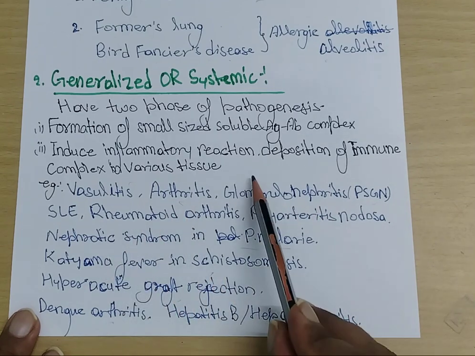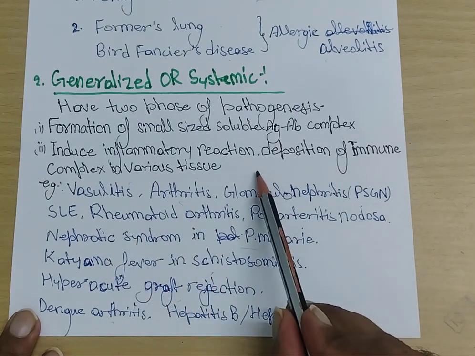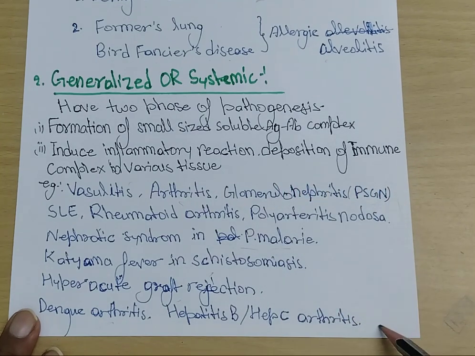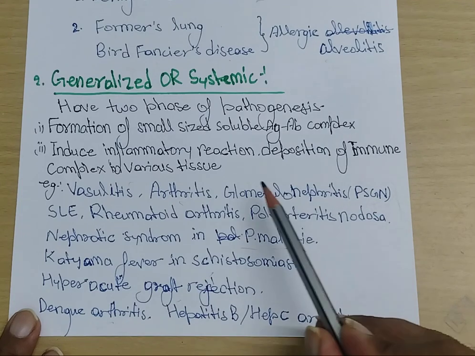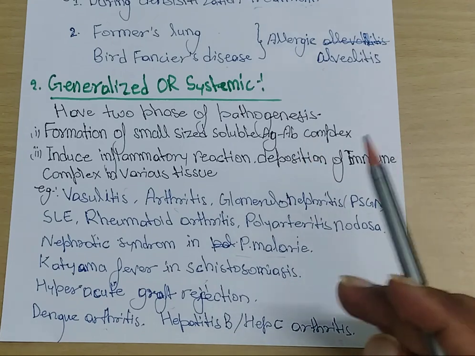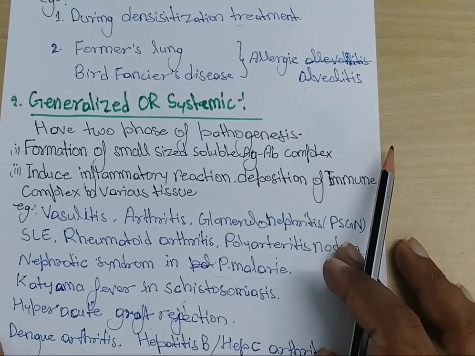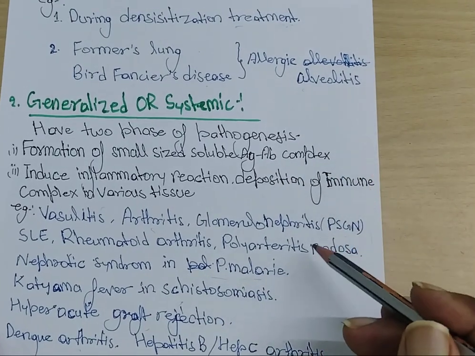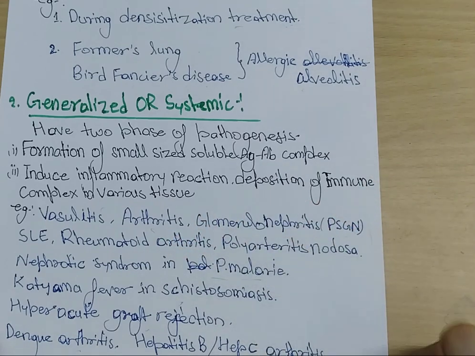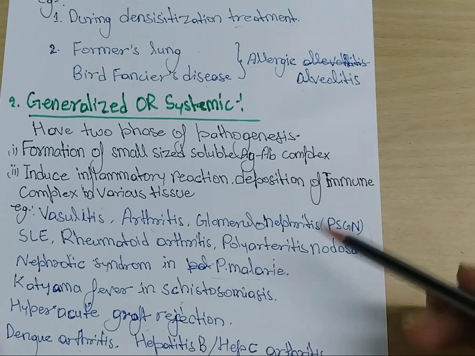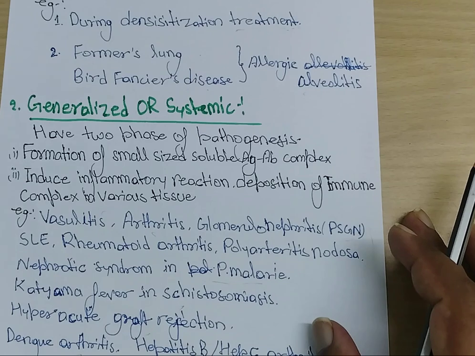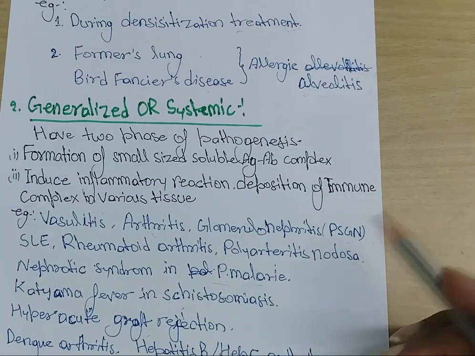These are examples of type 3 hypersensitivity reaction, and this is the generalized type, where small immune complexes form, get transported through blood to various organs, get deposited there, and produce a generalized or systemic response.